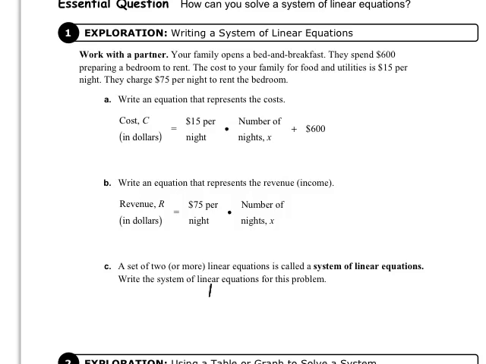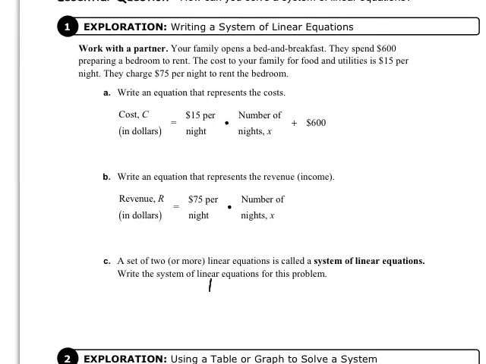Okay, so let's talk cost and revenue, okay? So cost, we have $15 per night plus the $600 up front, right? So it gives you that function. It gives you the revenue function. Remember, cost, we're spending money. Revenue, we are getting money.